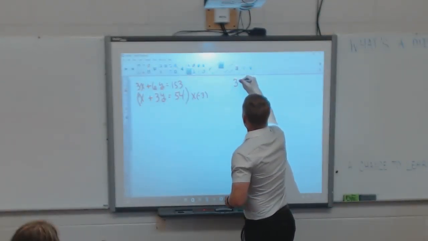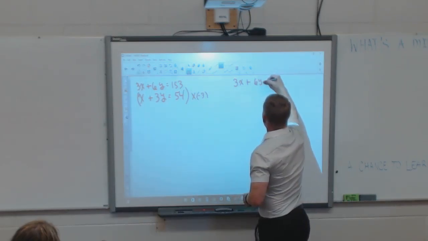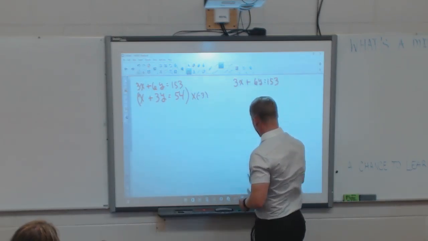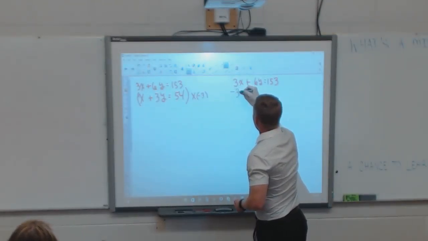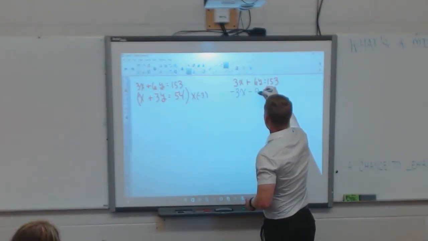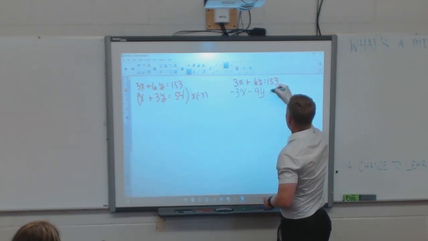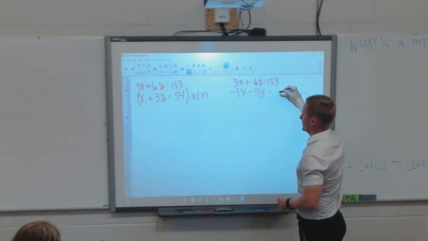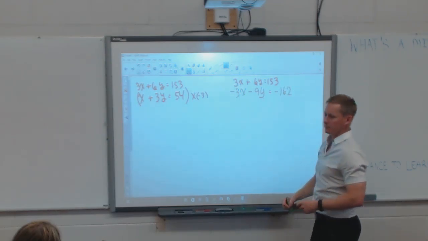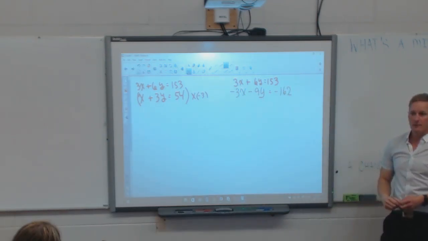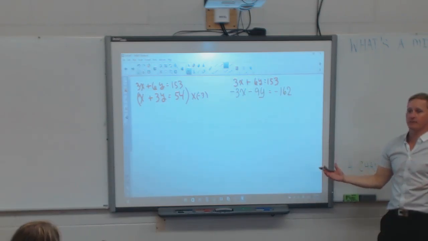Okay? That gives me 3x plus 6y equals 153. And then my new equation is minus 3x minus 9y equals, what is that? Minus 162. Does everybody follow that step? Because that's the money step here.